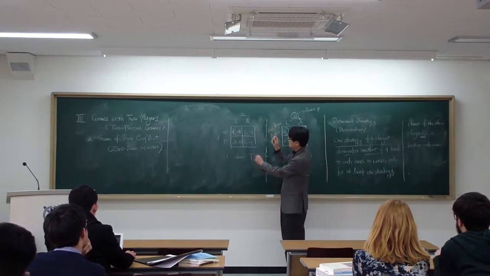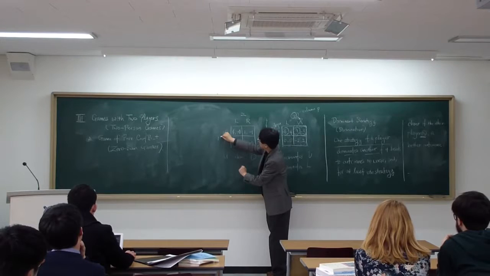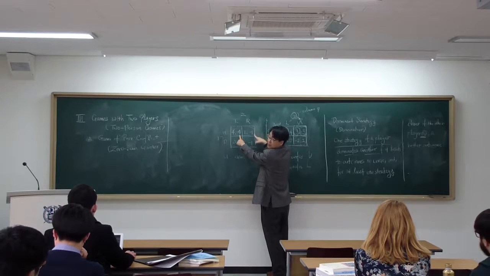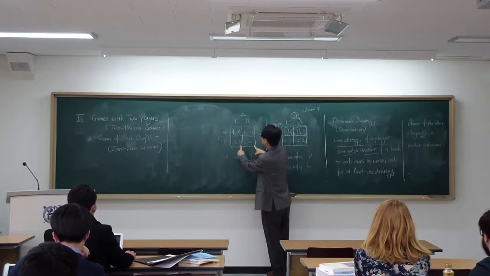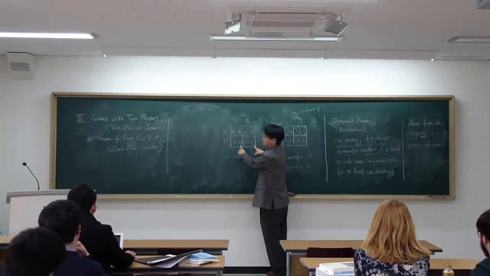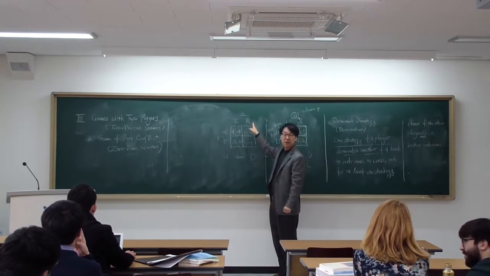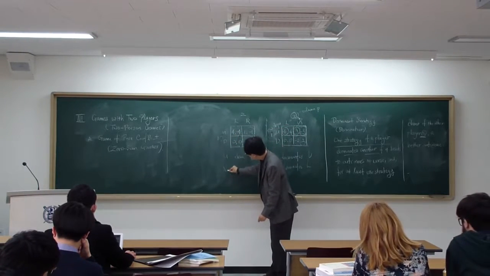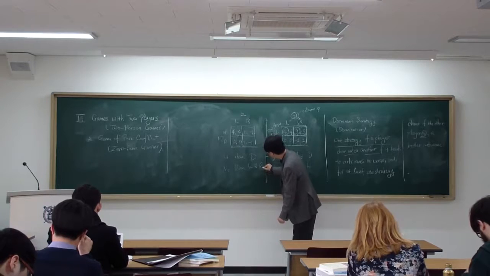Okay. Now, between left and right, if my opponent chooses up, I'm better off by choosing right. Right? If my opponent chooses down, I'm better off by choosing left. So sometimes right is better, sometimes left is better. Therefore, there is no dominance relationship between left and right, as he said.